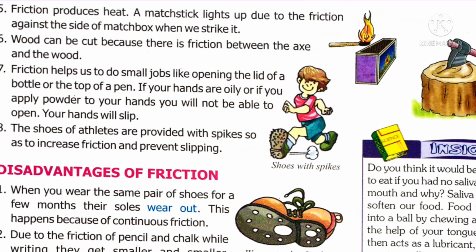You know that shoes of athletes are provided with spikes like grooves. What is the use of this? This helps them to increase the friction between two surfaces and thus prevents slipping.